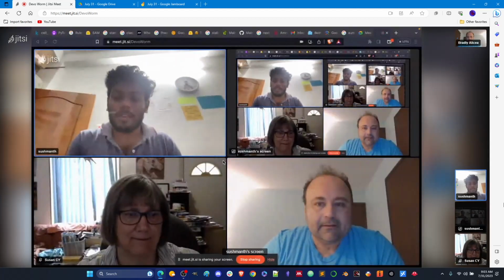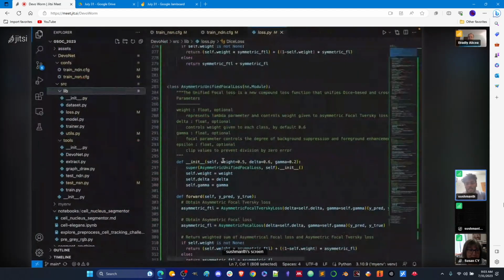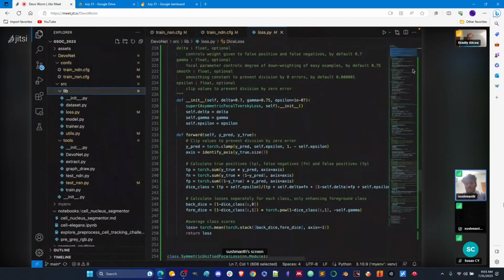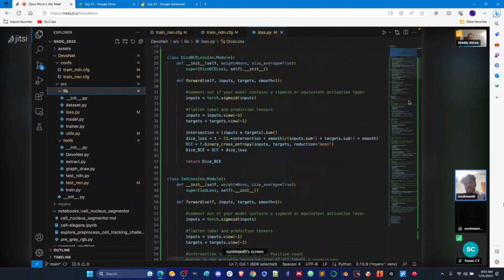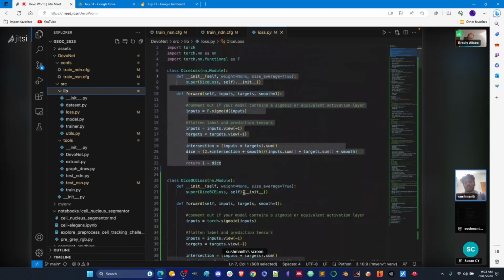Last week, I was completely working on the loss function. I wrote all this code, which is looking green here right now. This is all a part of the loss function. I have implemented different loss functions, and I'm comparing them to see which loss function will give the best results.